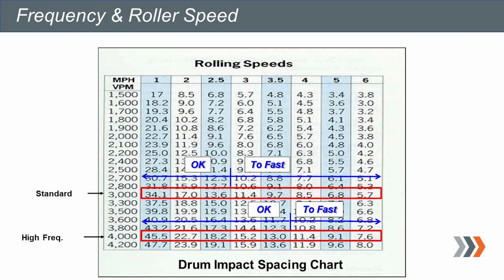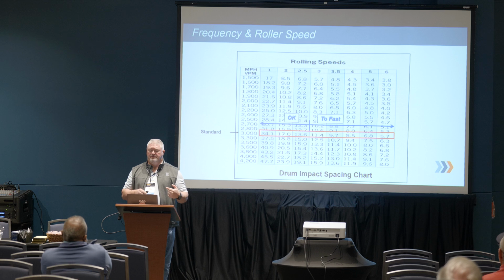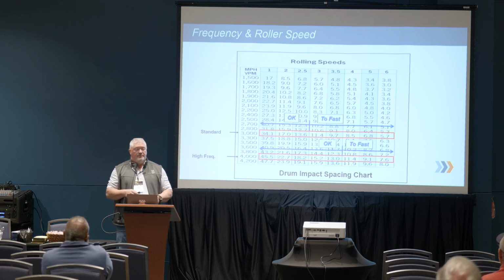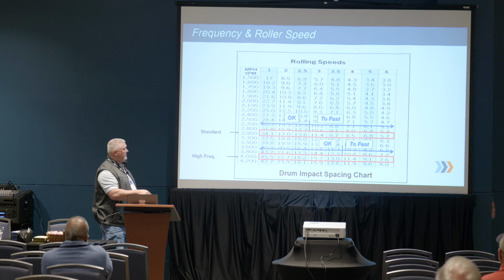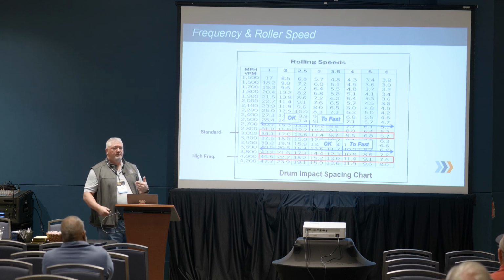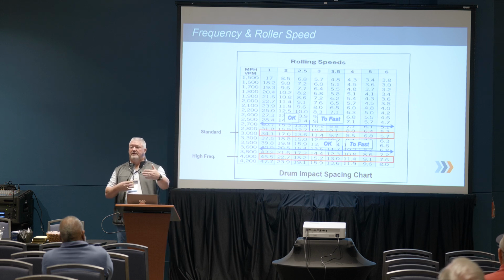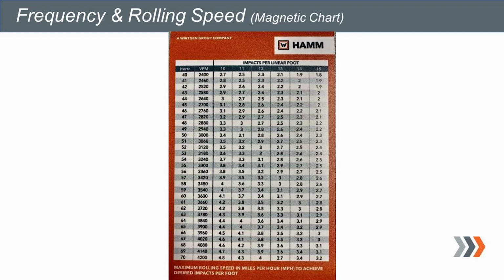This just kind of gives an example of where standard vibratory rollers at 3000 VPM are and high frequency rollers are when we look at the minimum of 12 impacts per foot. If you look at the 3000, 12 impacts per foot, we're about 2.8 miles per hour. Well, at 4000, at 12 impacts per foot, I'm about 3.8. So with a high frequency roller, I can still maintain the same impact spacing, but I can go faster. So now I got a better chance of keeping up with the paver, maybe go a little bit faster with the paver, get more production.